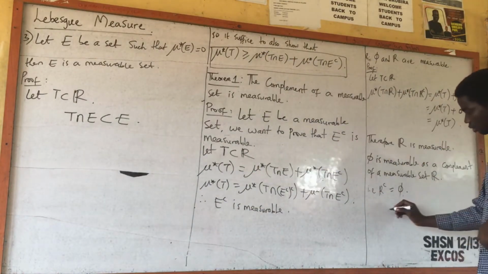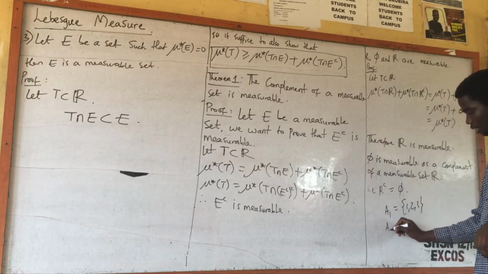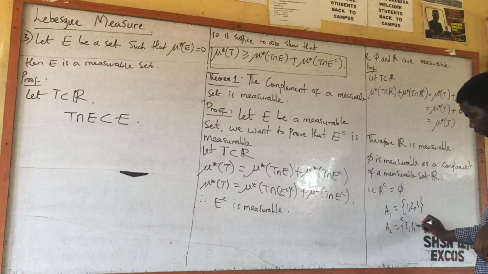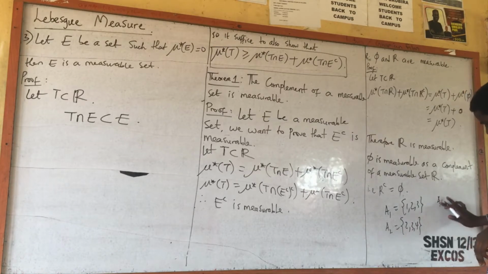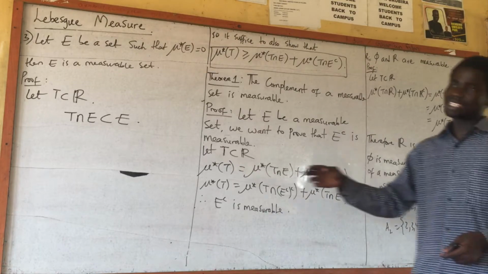if you don't understand that one, just take two sets. Let's say A1 is equal to {1, 2, 3}, and another set A2 is equal to {2, 3, 4}. What is A1 intersection A2? The intersection is just {2, 3}. You can see that A1 intersection A2 is a subset of A1. It is also a subset of A2, because 2, 3 is inside A1 and it's also inside A2, so they are both subsets. So whenever you take the intersection of two sets, it is always inside either of the sets.